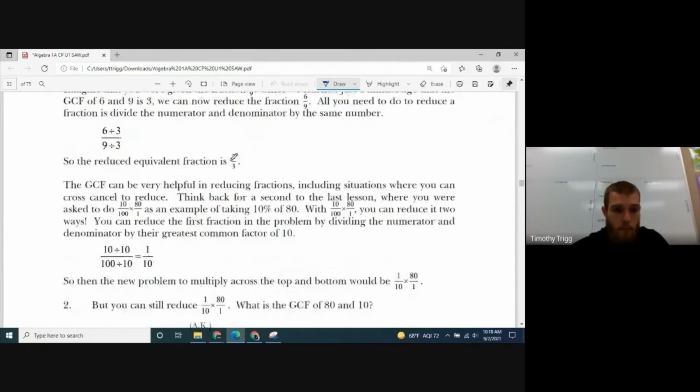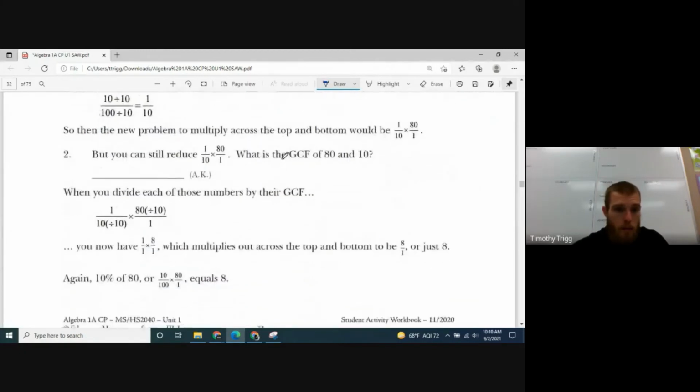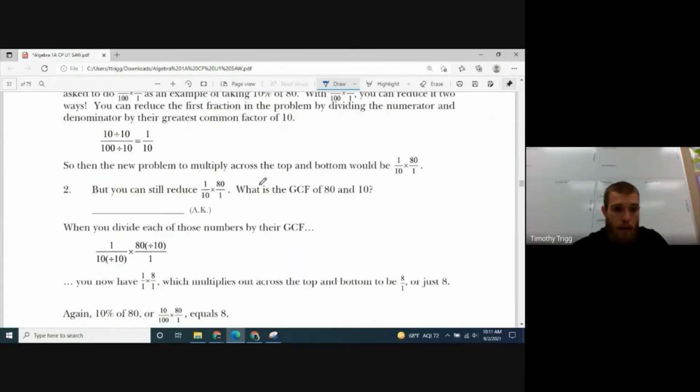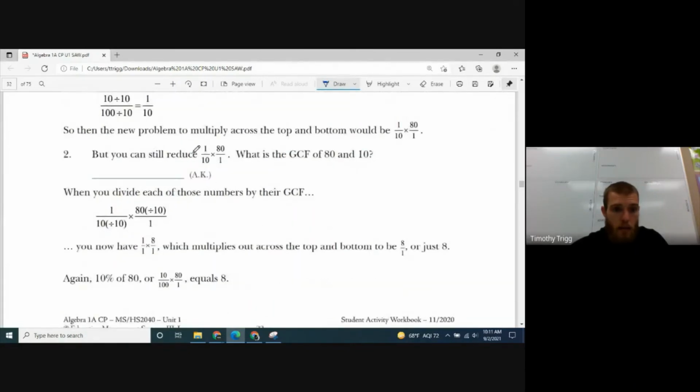So let's move on a little bit. So what about when I ask for what's the greatest common factor between 80 and 10? Well, one thing to look at is I noticed that 10 is divisible by 10, right? So 10's greatest factor is 10, right? It has other factors like 2 and 5, but 10 is its greatest factor.